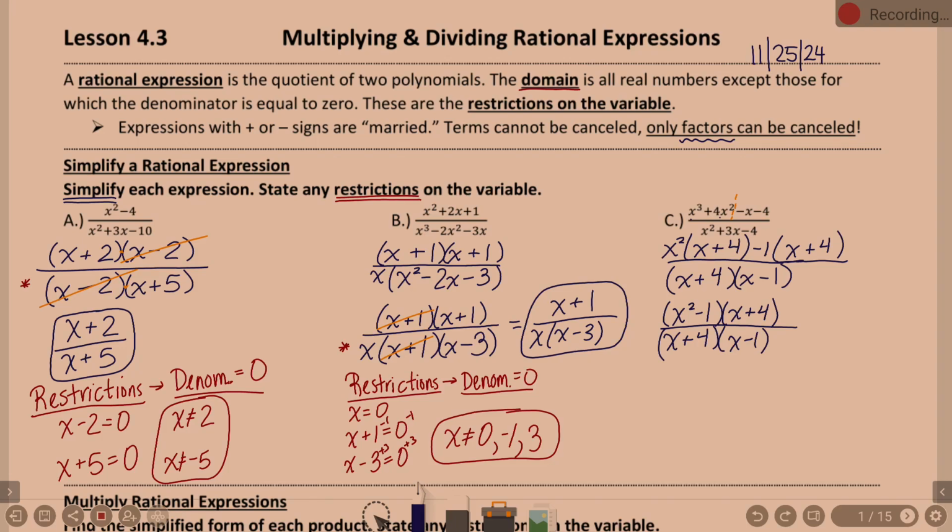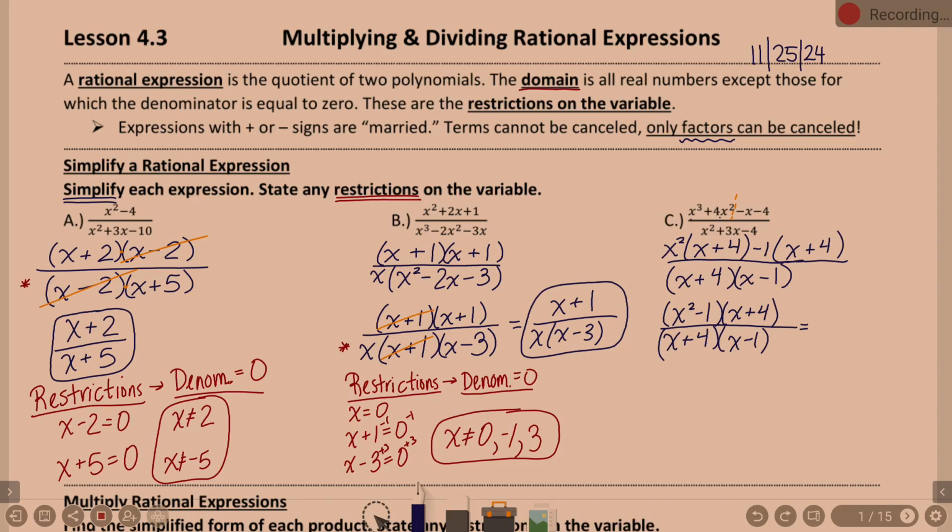Okay. Thoughts? X plus 4 cancels with x plus 4, definitely. Yes? Okay. Other thoughts? We can't cancel the next one, or the x minus 1 because it's x squared. Okay. True statement. Can I cancel x minus 1 and x squared minus 1? No, because they're not identical, right?